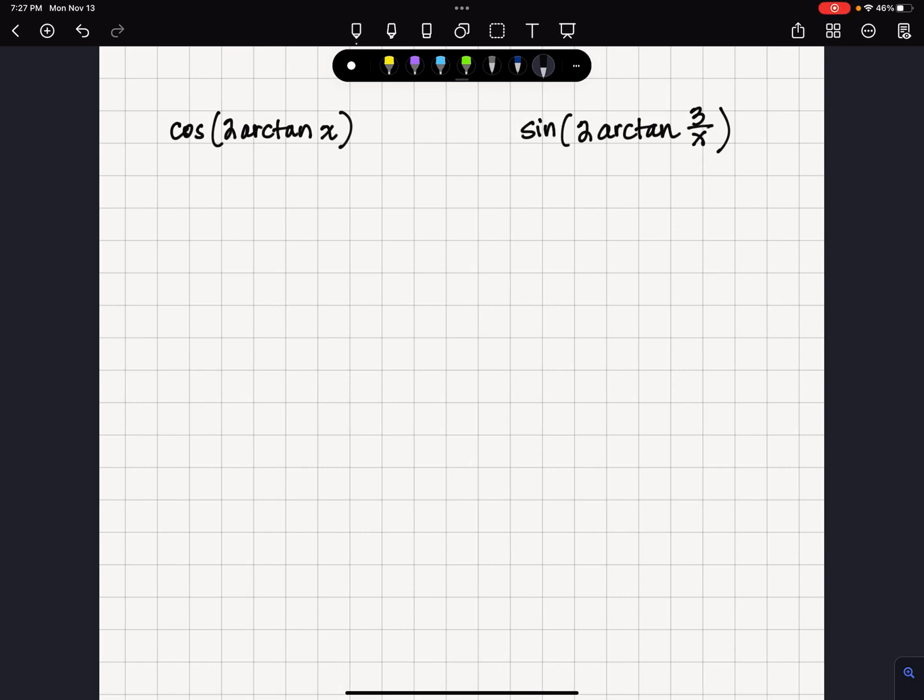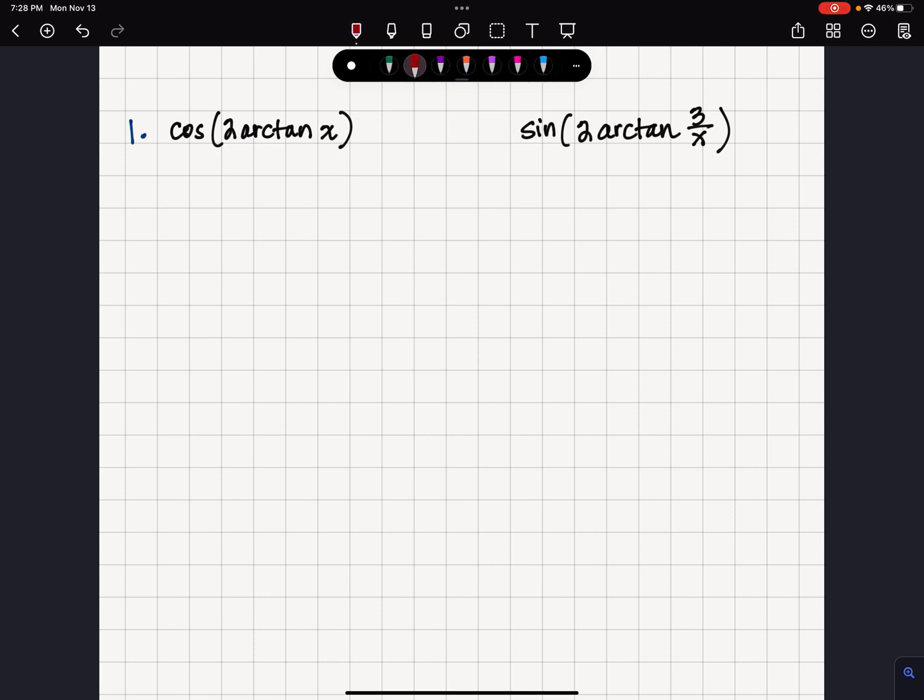Okay, here are a couple problems where we need to write an algebraic equivalent for the given expression. So we're going to look at this first one right here. We'll call that number 1: cosine of 2 arctangent of x. So this is utilizing our inverse trig functions.